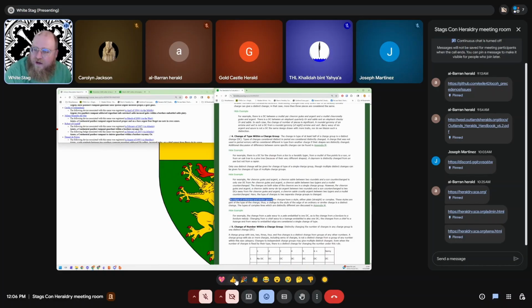The edges of ordinaries and similar geometric charges have a style, either plain line or complex. These styles are part of the type of charge. So there is only one DC for changing from a border Rayonny to a plain line chief. If it were a border Rayonny versus a plain line border, you'd have a DC for the line type under change of type. Or if it were a plain line chief versus a Rayonny chief, you'd have a change of type. Or plain line to plain line, you'd have a change of type. But from plain line border or plain line chief to Rayonny border is only one DC for change of type.